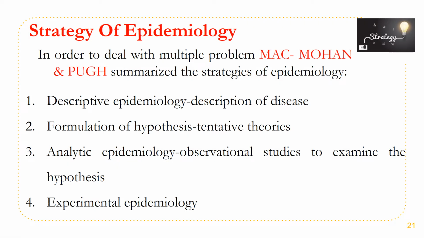Strategies of epidemiology. In order to deal with multiple problems, McMahon and Pugh summarize the strategies of epidemiology. The first is descriptive epidemiology, that is description of the disease by time, place, person. Then the second is formulation of hypotheses, tentative theories. Third is analytic epidemiology, observational studies to examine the hypothesis. The fourth one is experimental epidemiology.